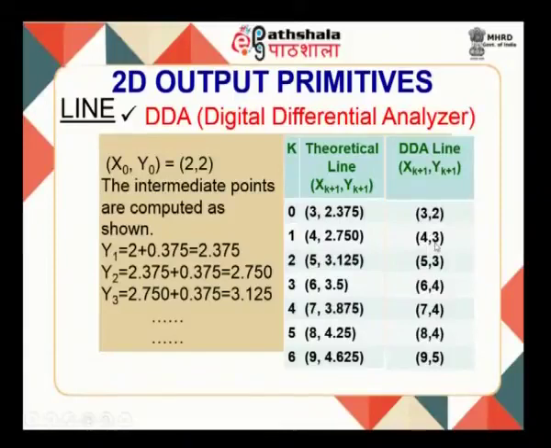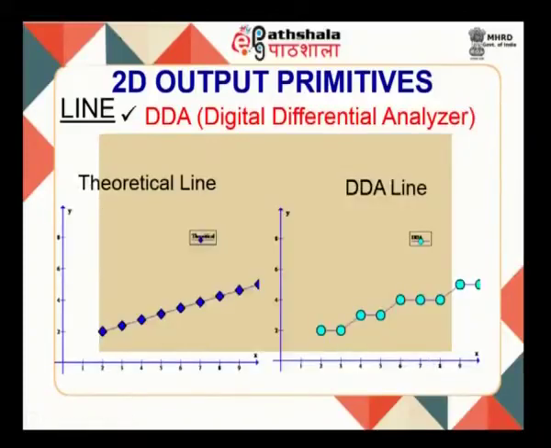Similarly, 4, 3 is the point that we will actually be plotting. When you round off 2.75, it is 3. Similarly, when you round off the other y coordinates, we get 5, 3, 6, 4, 7, 4, 8, 4 and 9, 5. So, for this line, this is the theoretical line that is getting plotted, which cannot actually be plotted on the monitor.